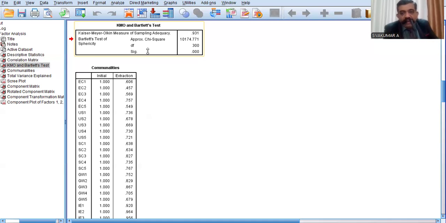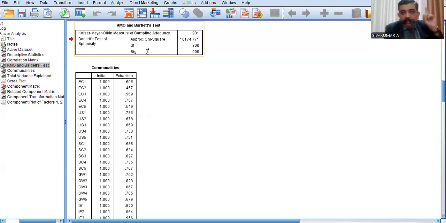But if the SIG value, P value is 0.000, that means the P value is less than 0.05. That means the researcher can reject the null hypothesis. That is enough. You can proceed with the EFA. That means if the SIG value is less than 0.05, you can proceed with the EFA. Otherwise, you cannot proceed with the EFA.